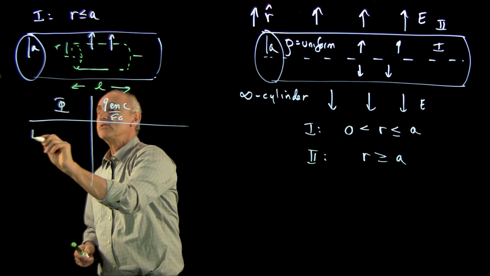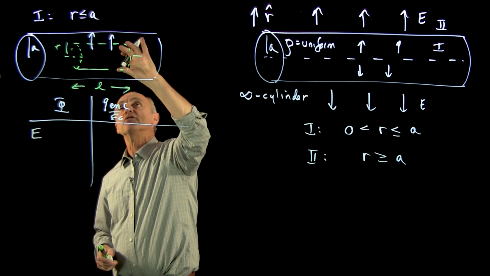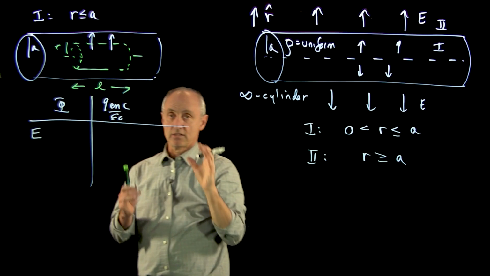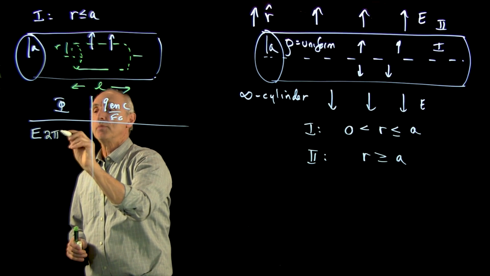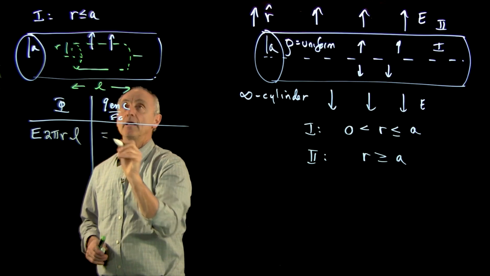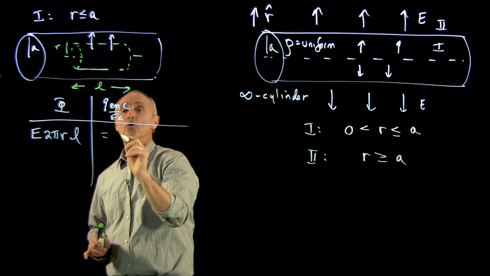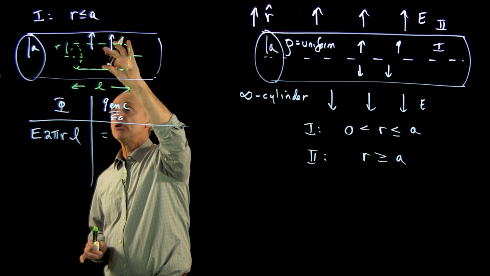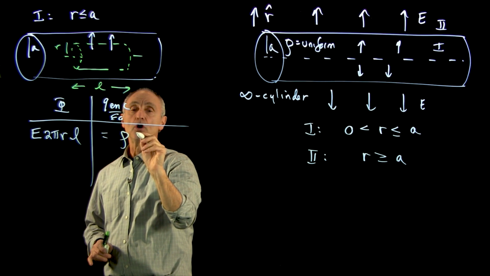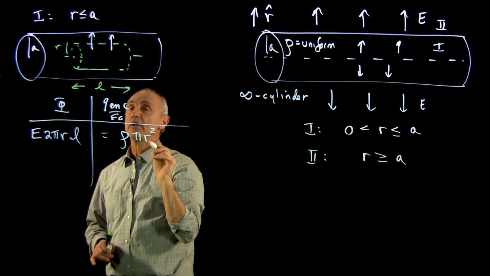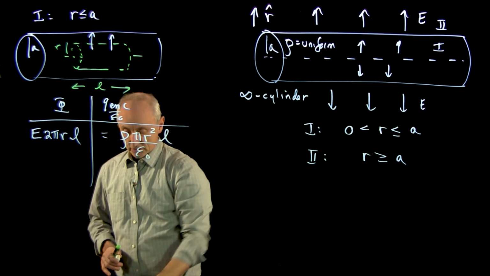The flux is the electric field inside this region times the area of the cylinder, because remember, flux is the E field on the surface. So the area is the circumference, 2 pi r, times L. And the charge enclosed, because the density is ρ, is just ρ times the volume of a cylinder. The volume of a cylinder of radius r is the cross-sectional area pi r squared times the length of the cylinder. And we have to divide by our constant.